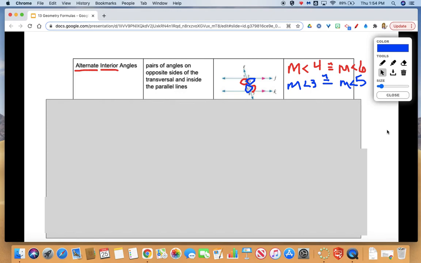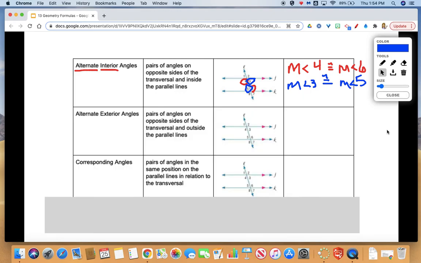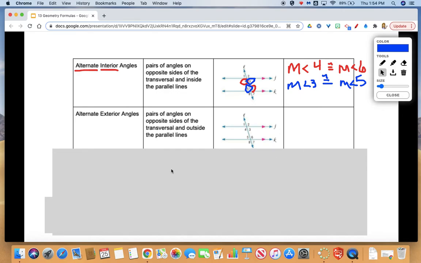We have alternate interior angles, and we also have alternate exterior angles. This is pairs of angles on opposite sides of the transversal outside of the parallel lines. Let's look at an example. So we want to be on the outside of the parallel lines. I see a 1. And then on the other side of the other parallel line, but on the opposite side, is a 7. So the measure of angle 1 is the same as the measure of angle 7.